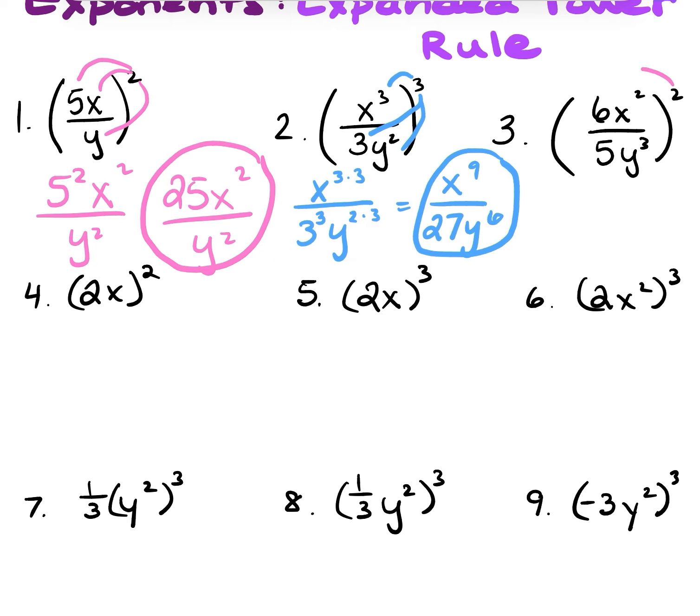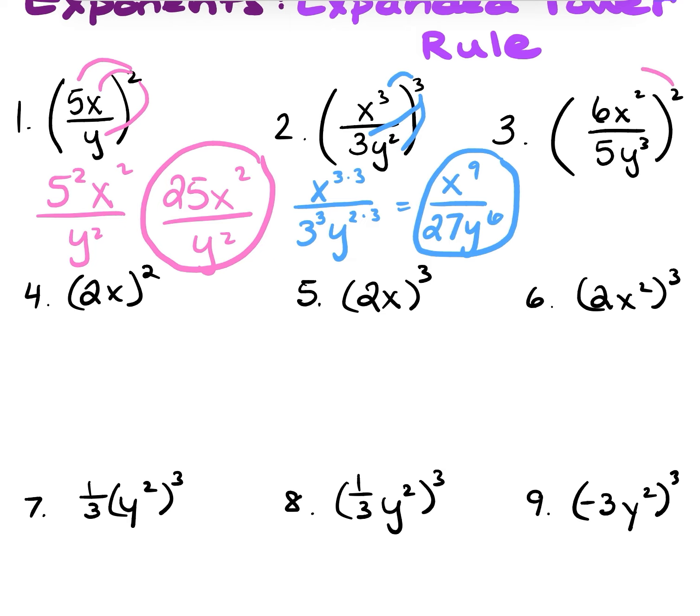For number 4, I have 2x squared. So this is essentially 2x times 2x. 2 times 2 is 4. X times x is x squared. That is our final answer. But we could also think about this as the 2 being distributed to both pieces. 2 squared, x squared, 4x squared.